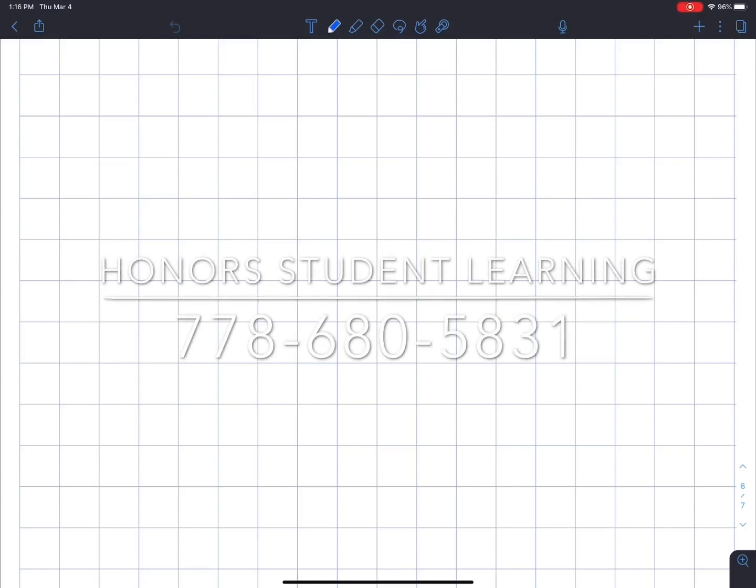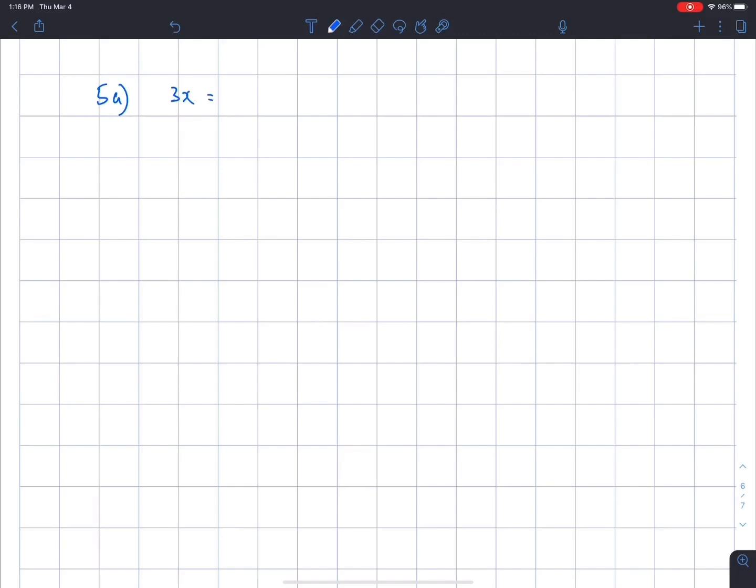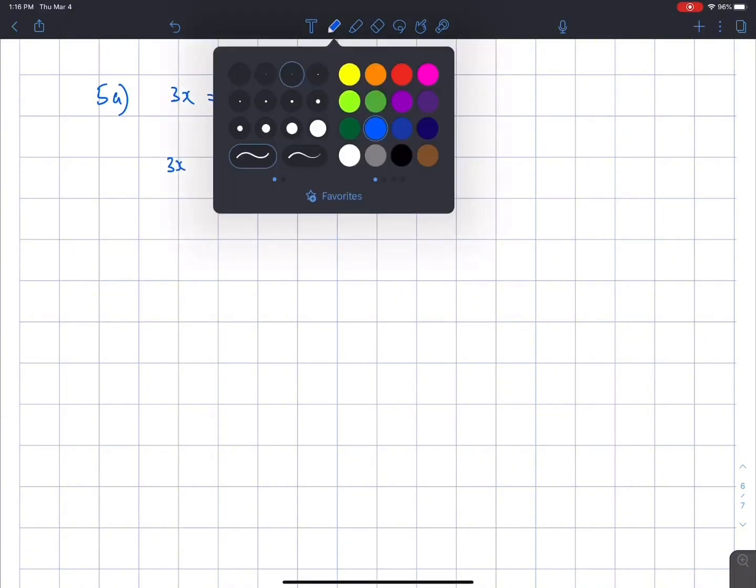Okay, moving on to question 5, 5a. We have 3x equals 7. They want us to identify the steps that are needed to isolate the variable. In order to isolate the variable, we need to divide both sides by 3.